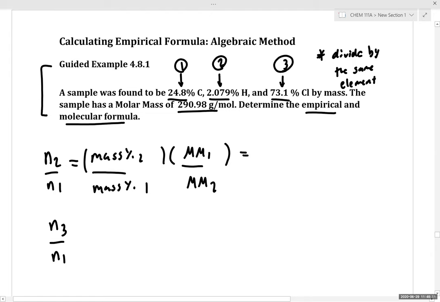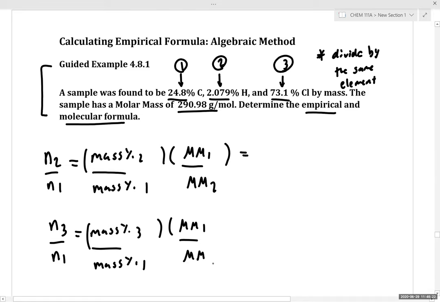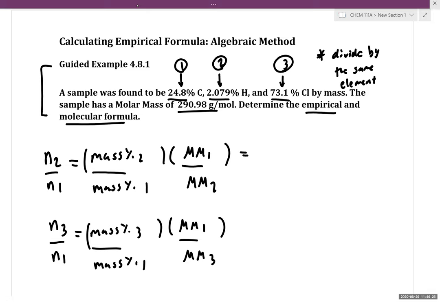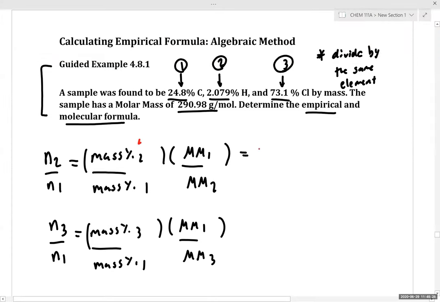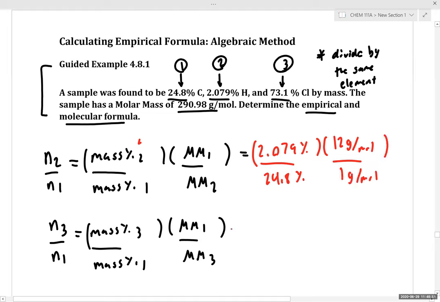Okay, so now that we have our equation that we've derived previously, we can execute on solving it. Plugging in, for the mass percentage of 2, we get 2.079%. The mass percentage of 1 is 24.8%. The molar mass of element 1, which is carbon, is 12 gram per mole. The molar mass of element 2, which is hydrogen, is 1 gram per mole.